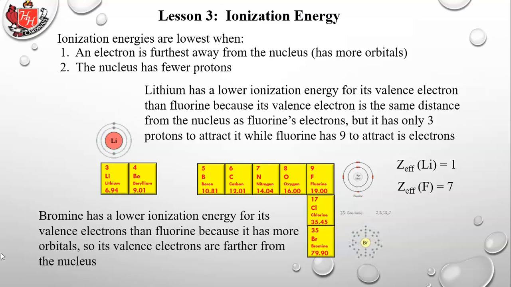Bromine, that's down in the lower right corner, you see there. You see that's an atom that has a lot of orbitals. So bromine has a lower ionization energy for its valence electrons than fluorine because it has more orbitals, so its valence electrons are farther from the nucleus. Electrons farther from the nucleus have more energy, and it doesn't take as much energy for another atom to come in and pull one of those electrons away.